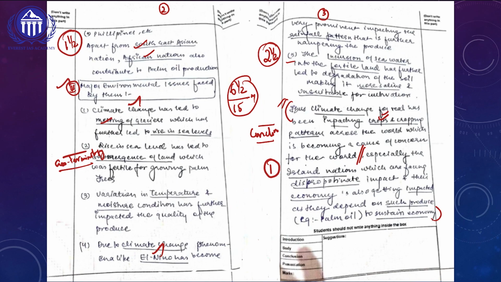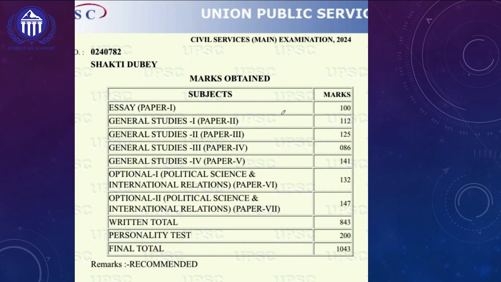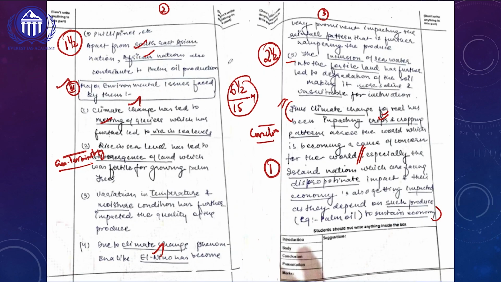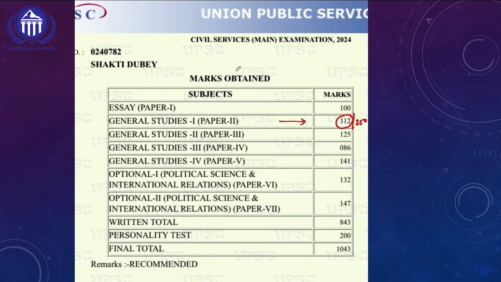Okay. So let's go into the mark sheet of this topper, GS paper 1, where she got 112 marks out of 250. That comes around 5.5 to 6 marks. In our evaluation also, she is getting around that range only.